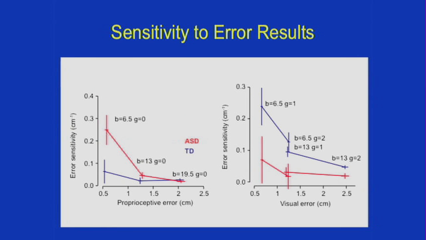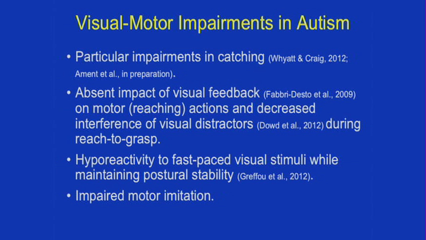So when we map sensitivities, we see that the children with autism, shown here in red, show higher error sensitivity to proprioceptive error, whereas the typically developing children show higher sensitivity to visual error. I just want to, in wrapping up the behavioral, and then I want to touch on the imaging, and I'm just going to touch on one imaging finding here. I know I'm going a little late. As I mentioned, there are some of these findings from reach to grasp that suggest abnormalities in use of visual feedback as well to guide motor behavior.